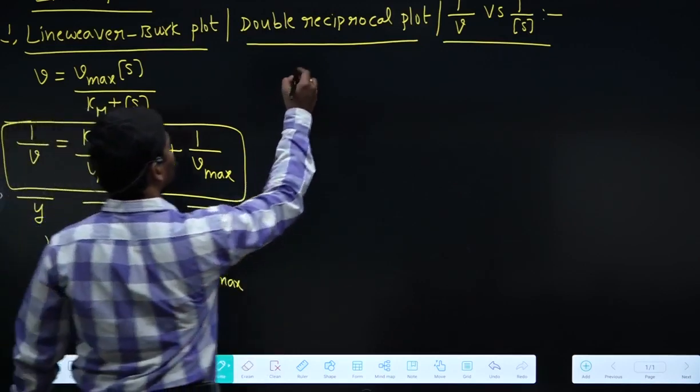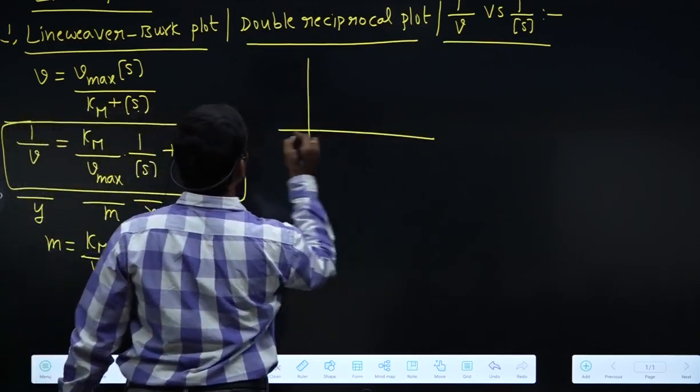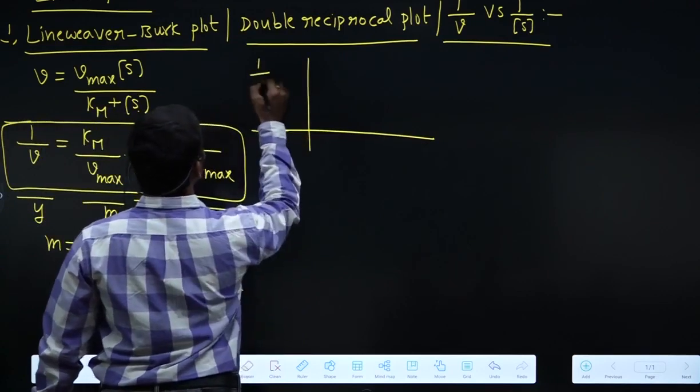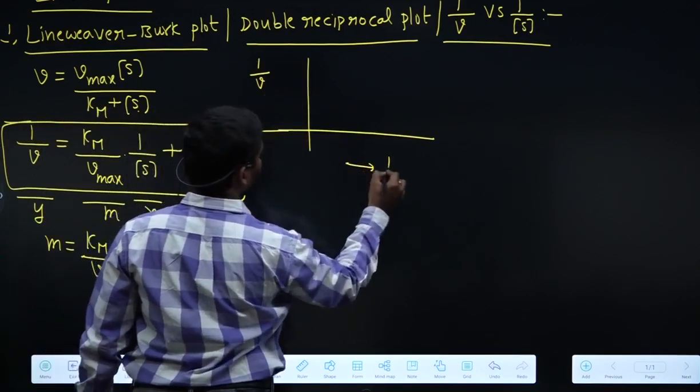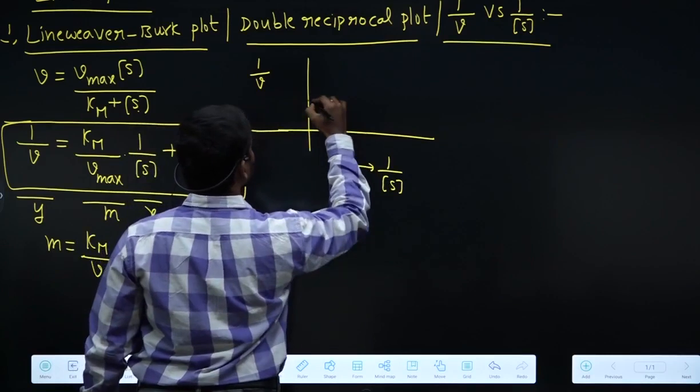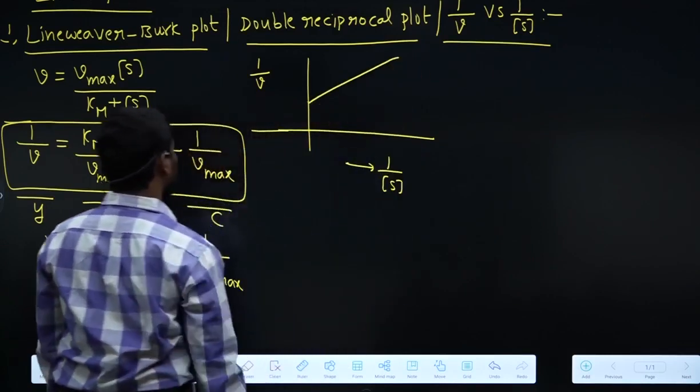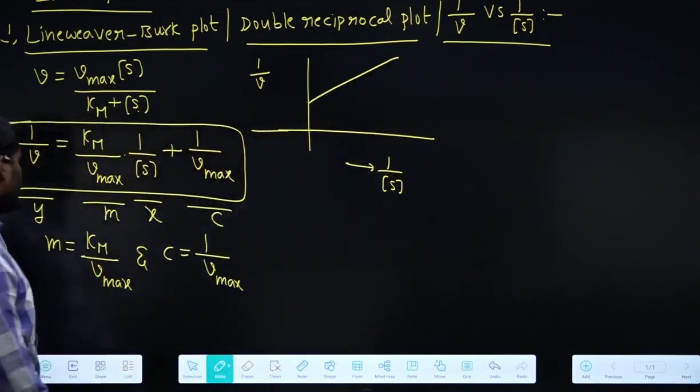Okay, first you write the linear plot: 1 by V versus 1 by concentration of S. We are getting a straight line. Slope is equal to Km by V max, and intercept is equal to 1 by V max.